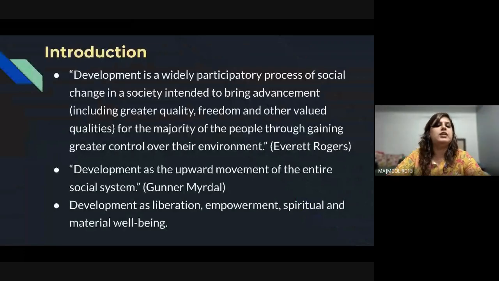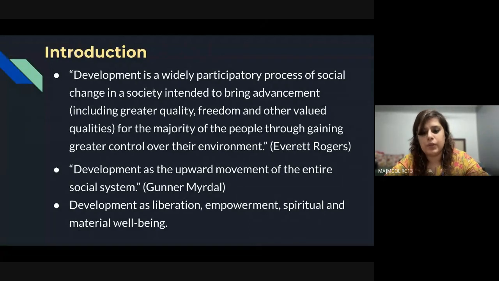Now, what exactly do we understand by development? Can anyone elaborate? No? Okay. So development as a concept is a participatory process of social change. It can mean advancement via equality, via quality, via freedom, freedom of speech, expression, freedom to do whatever you want to do, and a greater control over the environment.